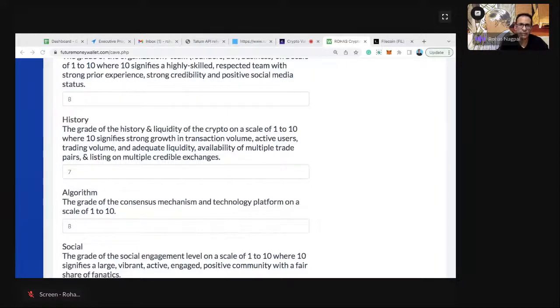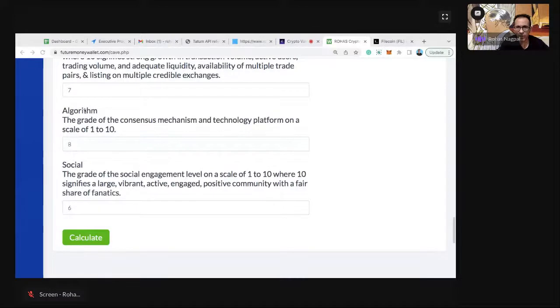Awesome. Then we look at the algorithm. Obviously, this is the toughest thing to do. It's not just the algorithm, but it is the consensus mechanism and technology platform. So for this, if you're not a techie, get someone else to do it for you. Personally, I would look at the GitHub repo. I would see how many people have forked it, how many people have starred it, how many people are actually working on it regularly, submitting some kind of improvements to it.